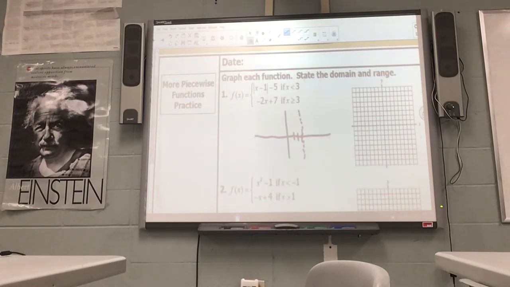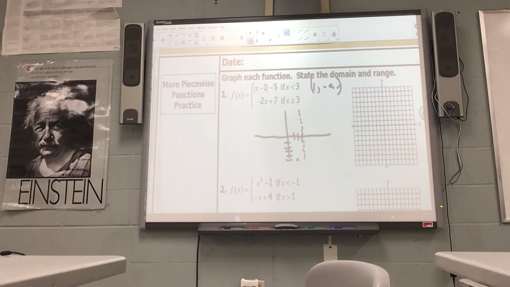The if said, x is less than 3 or x is greater or equal to 3, so I dotted my line at x is 3. Okay, now this first piece is a V because it's an absolute value function. It's in vertex form, so I know it has a vertex of 1, -5. So I'll go over 1 and down 5, and there is the vertex, okay?